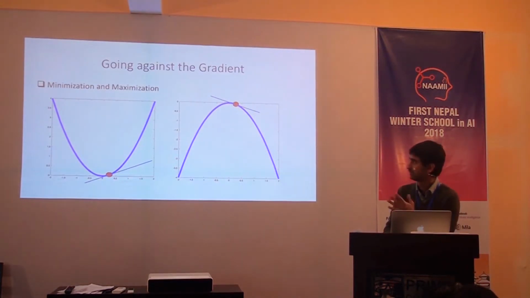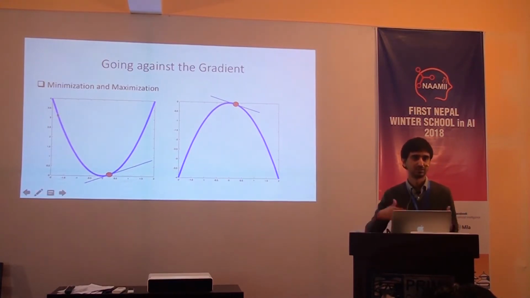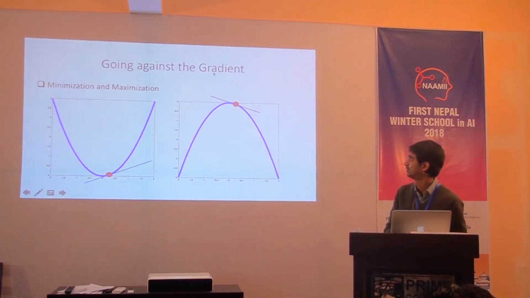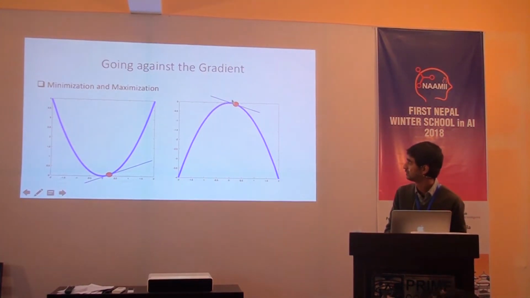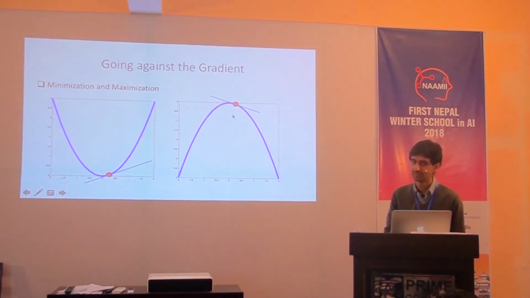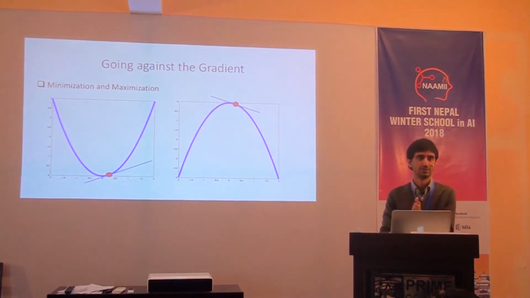Just a small thing, minimization and maximization. Usually we always talk about minimizing a function, but oftentimes you have a maximization problem. For example, here you might want to get this point because the other points don't seem to be relevant, and you would maximize the function. You can still use gradient descent. Here you would go towards the direction of the gradient.